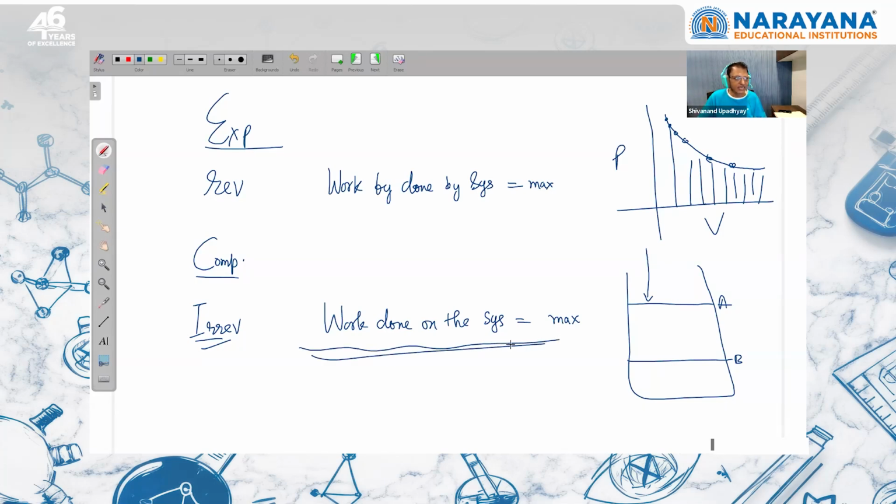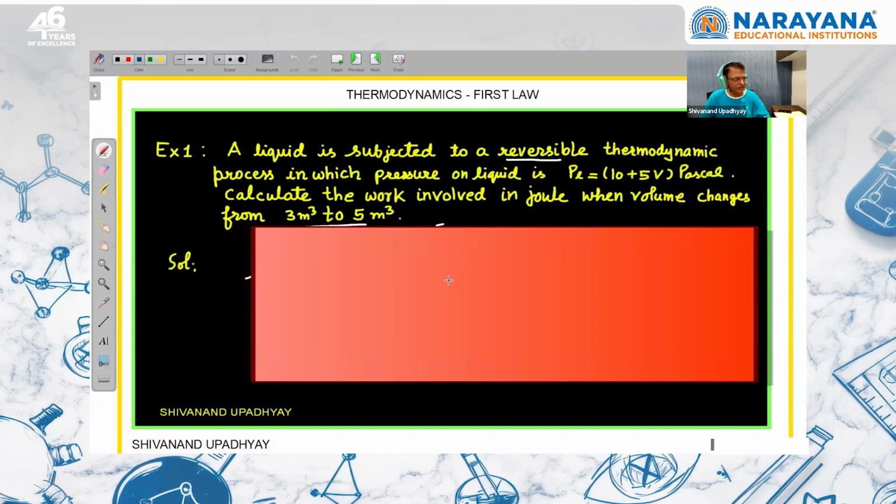Solid, liquid, and gas. Work done on the system when irreversible process is there will be maximum, and when expansion is there, work done by the system will be maximum when the expansion is reversible. So these two you have to understand. Most of you understand that.